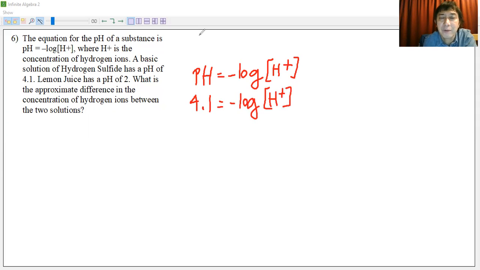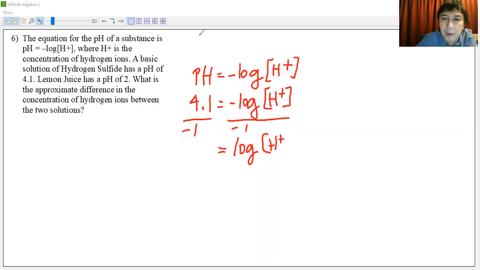So we divide both sides by negative 1. Dividing by negative 1 makes the right side positive, logarithm of H plus there. And of course, the left side is now negative 4.1.